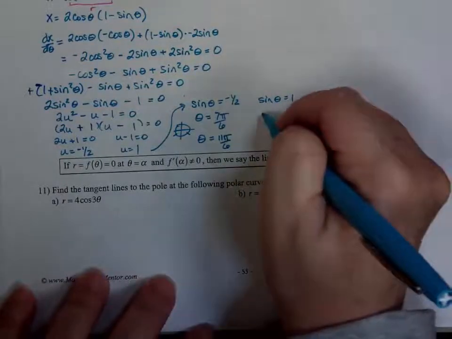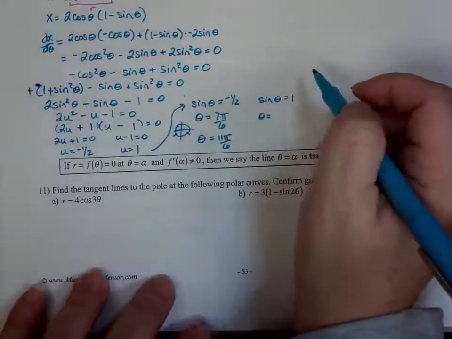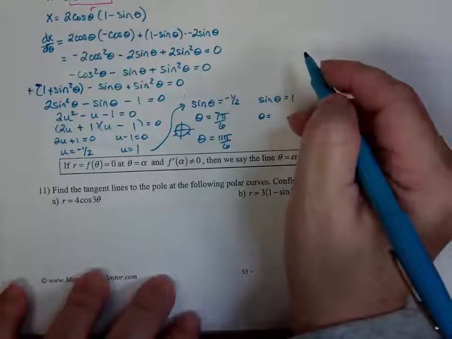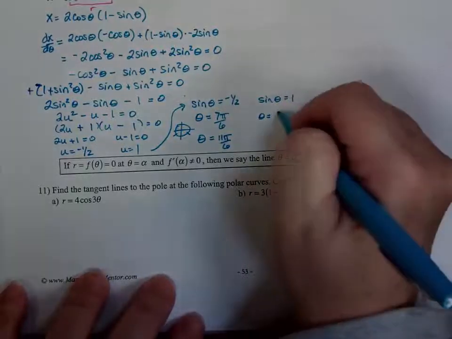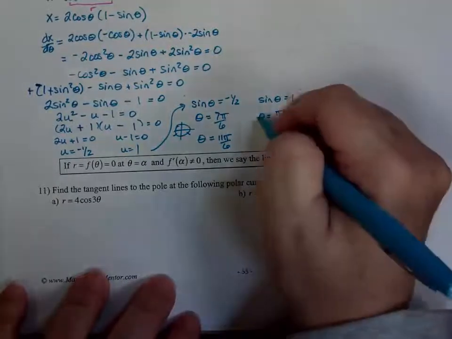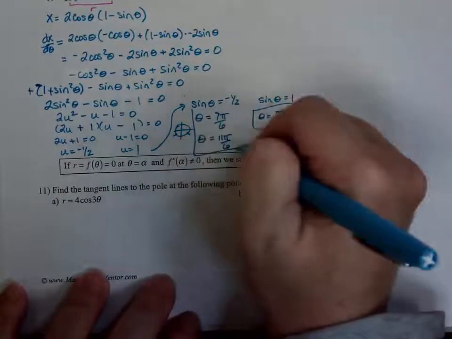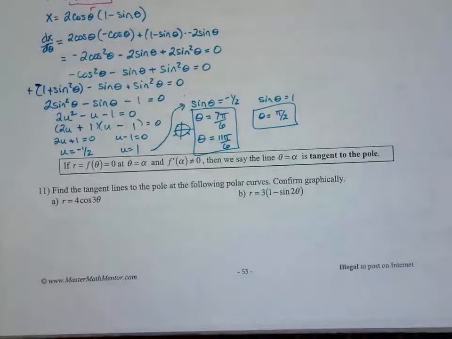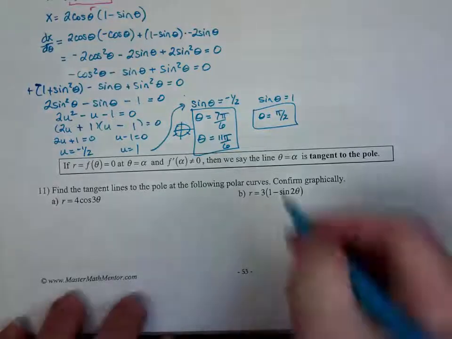And then finally here, where does sine equal 1? Pi halves? Is that the only place? Yes. So there are my 3 answers for horizontal tangents. No, excuse me. Which kind of tangents are these? This is vertical because it's dx d theta. These are the vertical tangents.